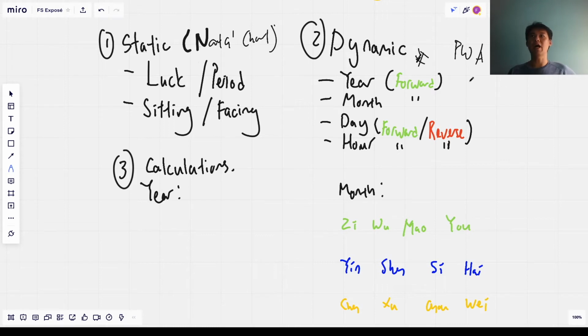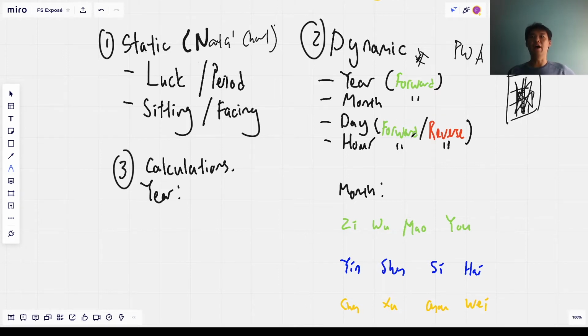The annual purple white stars are divided into the year chart, the month chart, the day chart, and the hour chart. The year chart is always flying forward. Forward means following the sequence on the Luo Shu: 5, 6, 7, 8. The month chart is also flying forward, whereas the day chart and the hour chart have both forward and reverse.